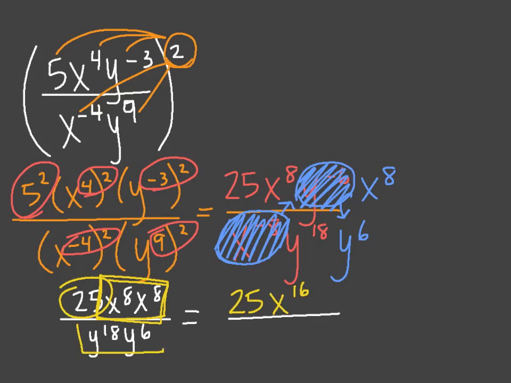When I look at my 2 variables of y, again I have a choice. I'm either going to add or subtract. These 2 variables are next to each other, so I'm going to add them up. 18 plus 6 gives me y to the power 24.